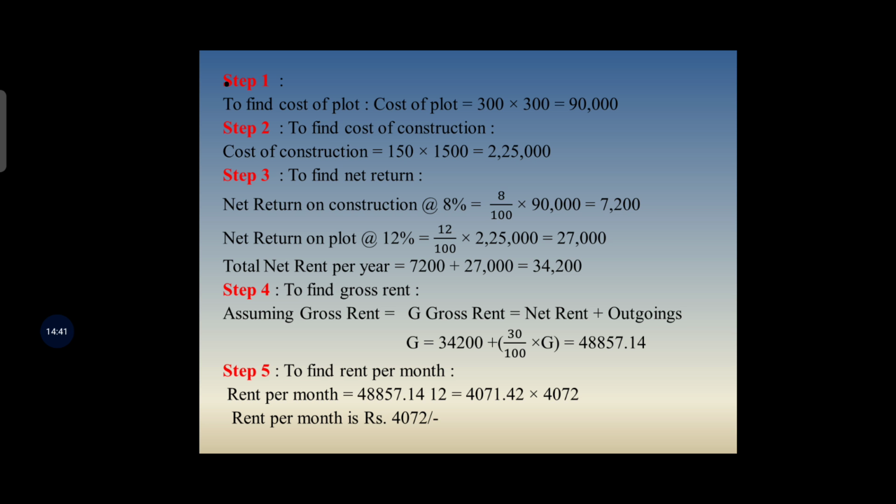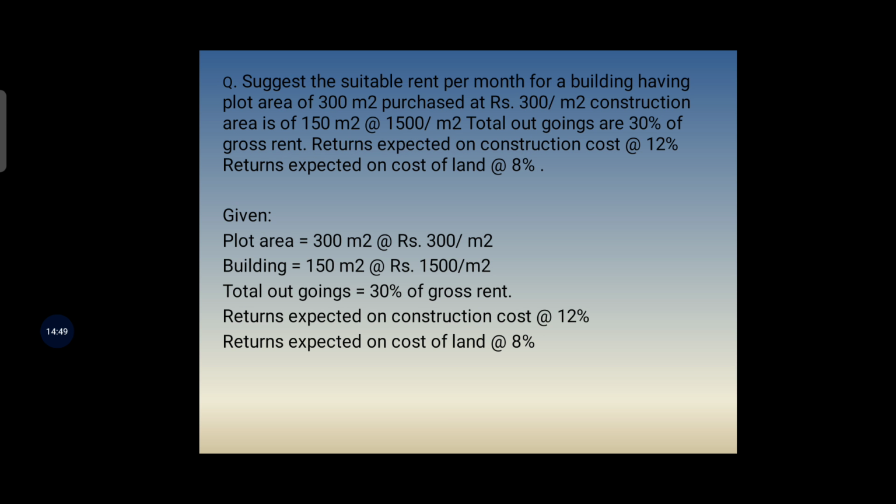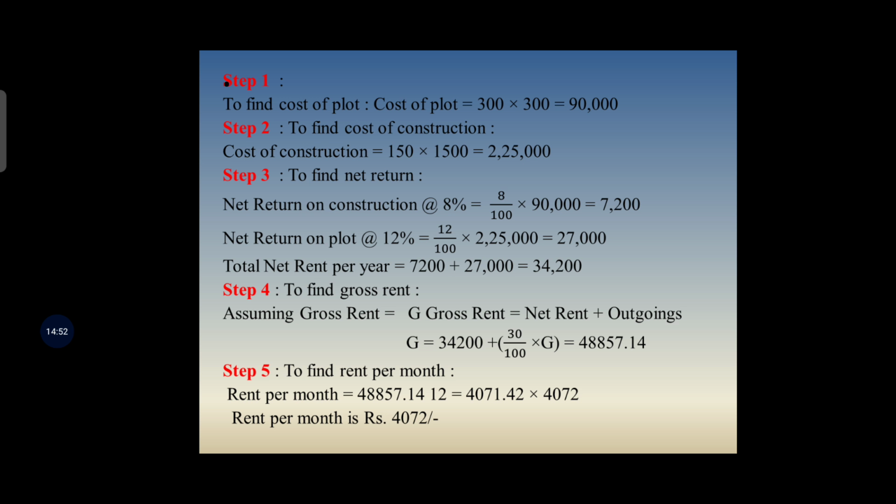Then the net return. So in step 3, how do we find the net return? The net return on construction, this given data we put only in that amount. So 8%, that is 8 upon 100 into 90,000. Then the net return on plot, so we take 12% into 2,25,000. Then the total net return per year, so we add all the net returns, 7,200 plus 27,000.